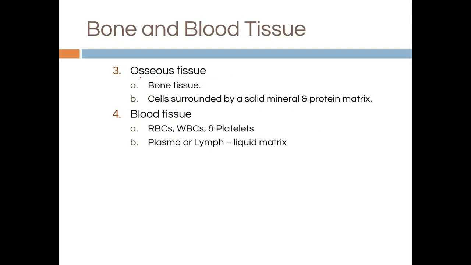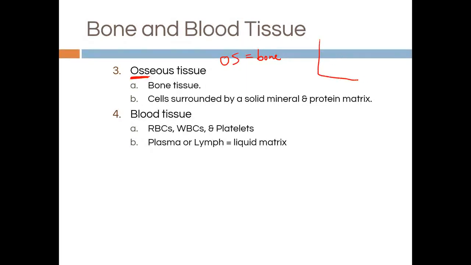Okay, the last couple of tissues we have to talk about are osseous tissue and blood. Osseous tissue: anytime you see the prefix oss or os, like osteoporosis, it is going to refer to bone. In fact, os is the Latin word for bone. So anything that starts with os, oss, or osteo is going to be related to bone somehow.